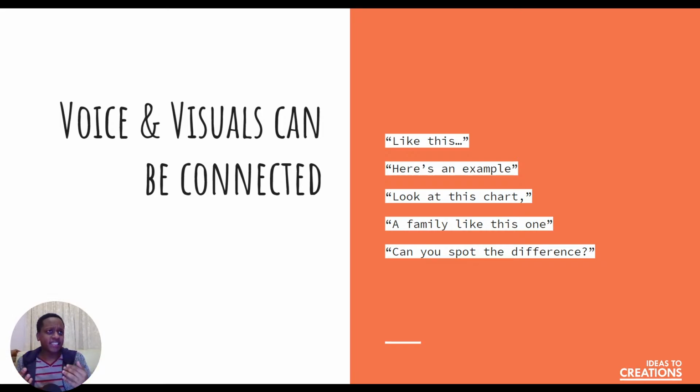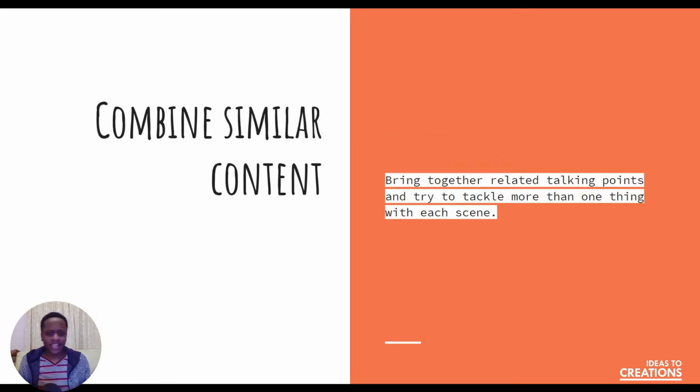But if they really needed you to get into the specifics, then that's when you can use it to expand. So here's an example. Look at a family like this one. Can you spot the difference between these images? Here's Kevo, here's Calvin. When you're saying those things, there really needs to be a visual to go with it. So think about sentences that work like that as well.